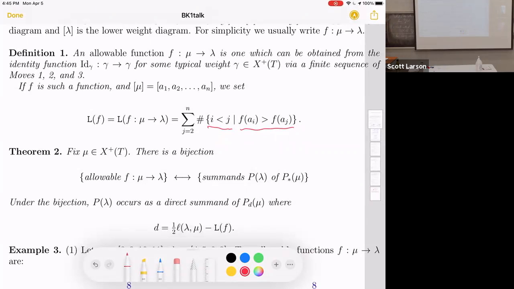Mu is always a fixed integral weight. Then there's a bijection between these allowable functions from mu to lambda and summands P lambda of the projective resolution of delta mu that we constructed, P star of mu. And under the bijection, P lambda occurs as a direct summand in degree D of the projective resolution, where D is 1/2 the relative length function L of lambda mu minus the number of leapfrogs.